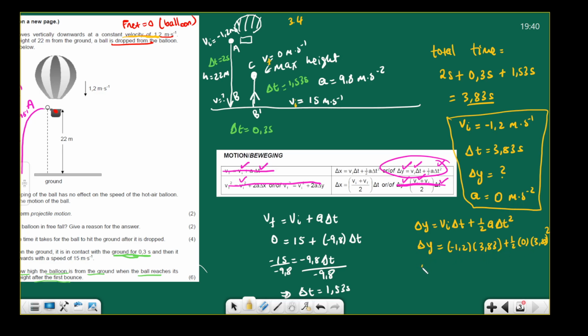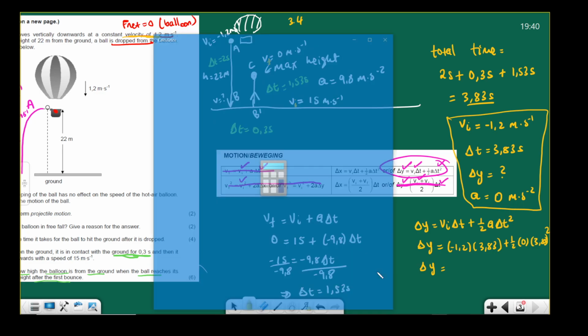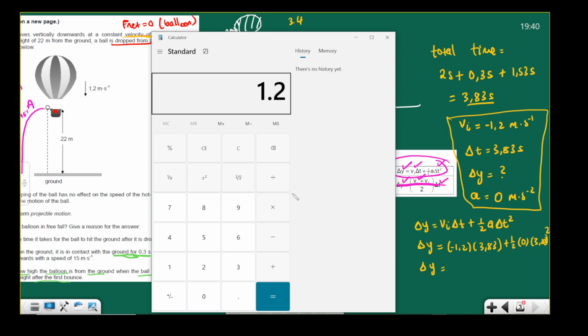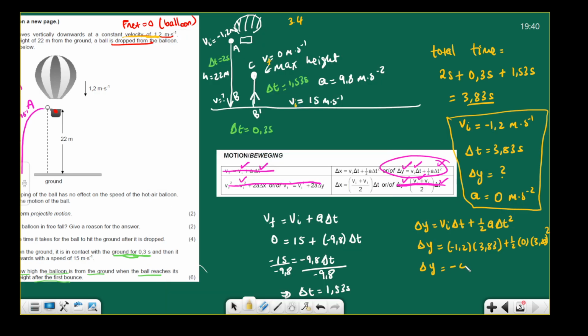Okay, so what you find is that now the answer would be the 1.2, you multiply that by 3.83, so the answer will be negative 4.596, negative 4.596 meters. Okay, so what does this negative 4.596 meters tell us? This means that the balloon has moved from where it was, it has gone down. The negative means downwards.